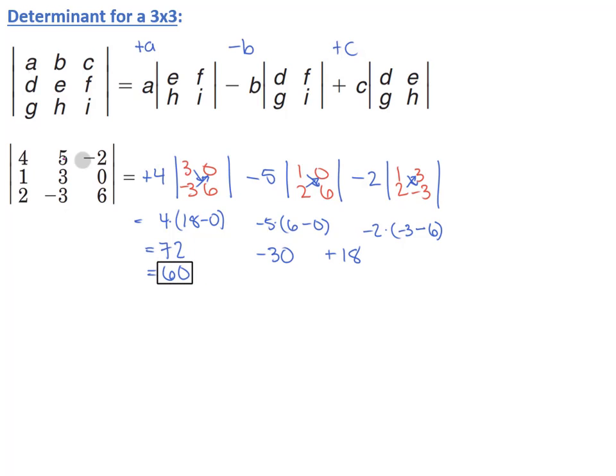Okay, now when I said you could technically pick any row, that is true, but there is something called the signed matrix for 3 by 3s here, and it goes something like this.